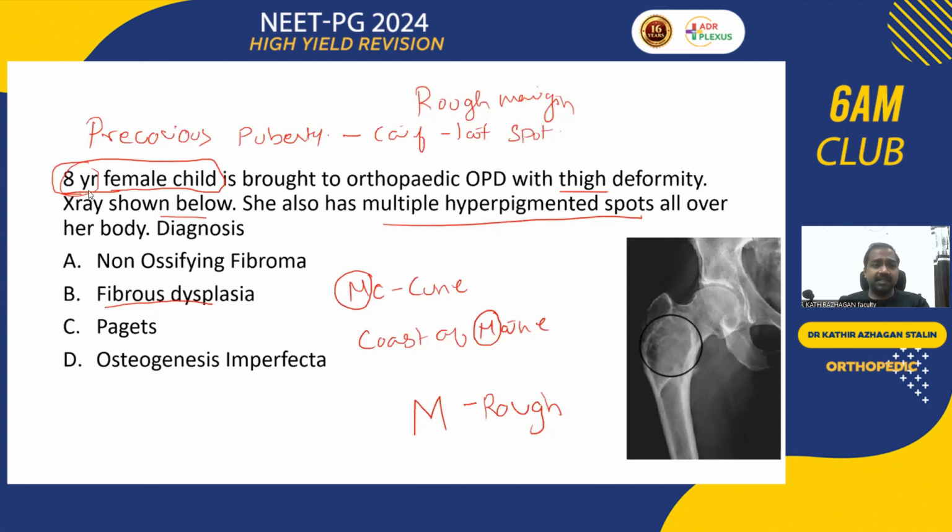Okay, so in this we learned precocious puberty, this stuff, and coast of Maine appearance. Anything else you want to know in fibrous dysplasia? This is one P, another P is pigmentation, and another is polyostotic fibrous dysplasia. So it is a disease of 3 P's: P for pigmentation, P for polyostosis, P for precocious puberty. And the appearance is shepherd's crook deformity.